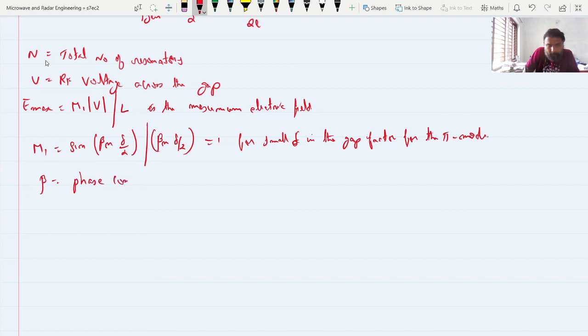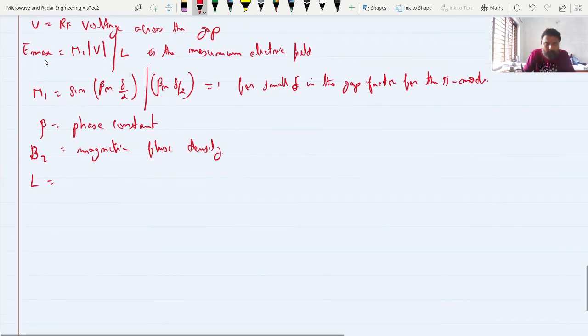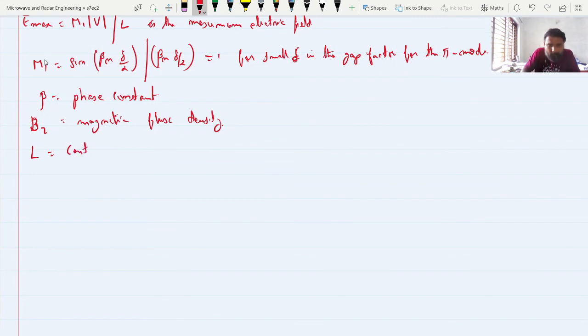And I think that all the terms are understood. Bz is the magnetic flux density, and L is the center to center spacing of the vane tips.